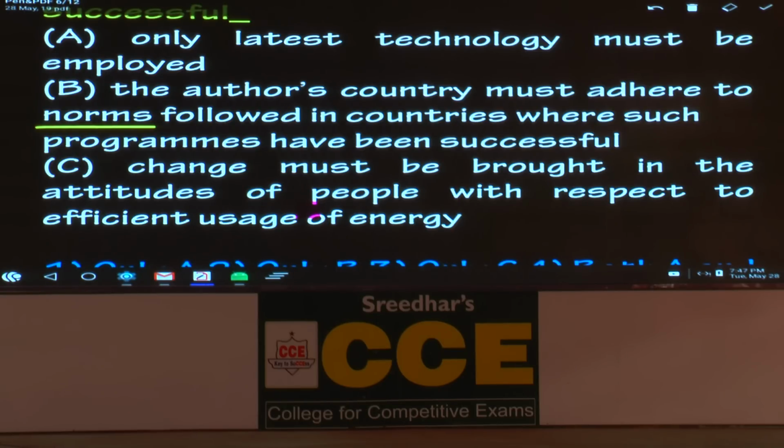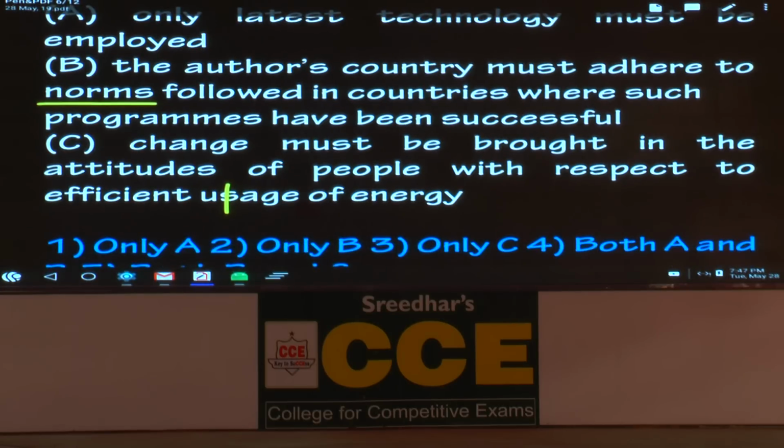Change must be brought in the attitudes of people with respect to efficient usage of energy. Now this has been mentioned. C is right. The passage talks about change in attitude because the passage talks about two dimensions. The study or the report, one particular dimension focuses on political and economic factors. Another dimension focuses on the cultural beliefs and attitude and the traditions. Now C has been mentioned in the passage. Change must be brought in the attitudes of people with respect to efficient usage of energy.